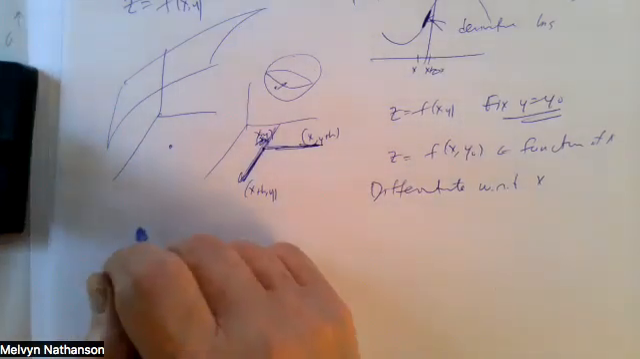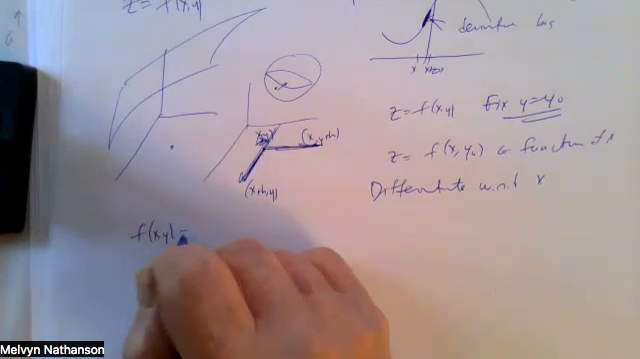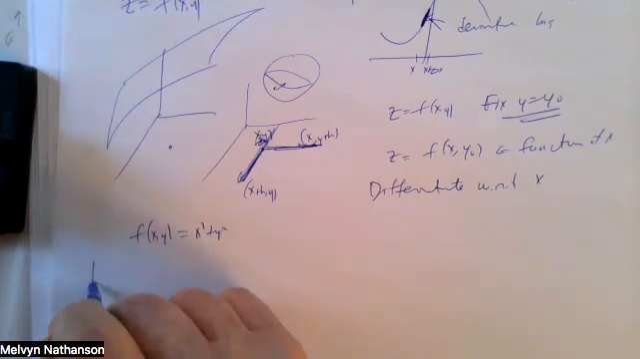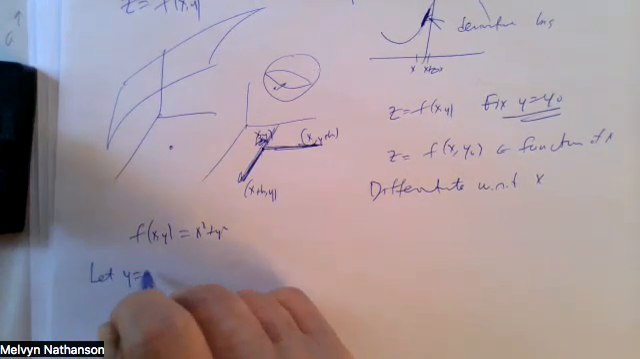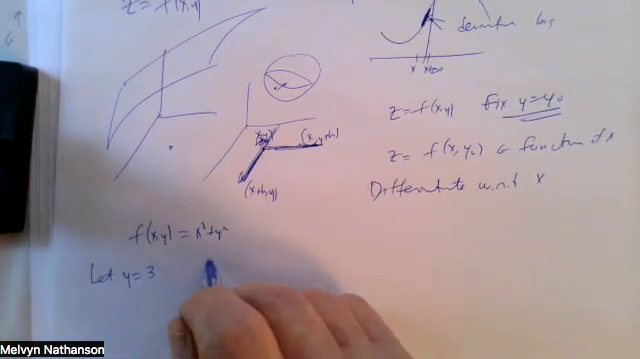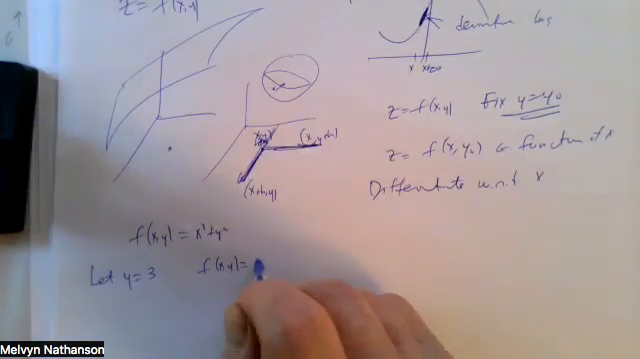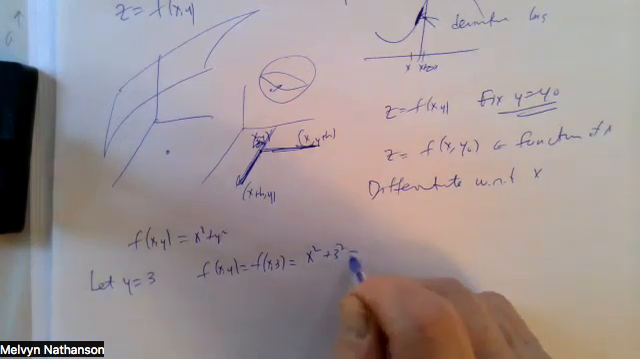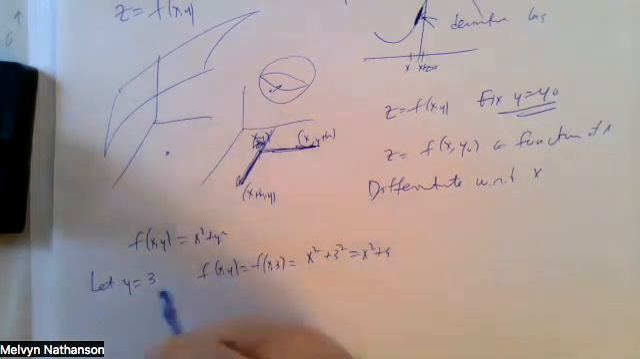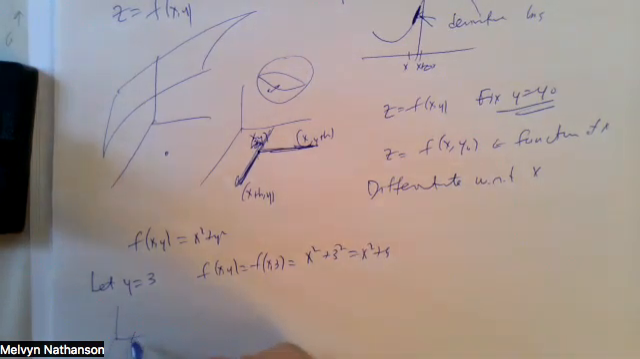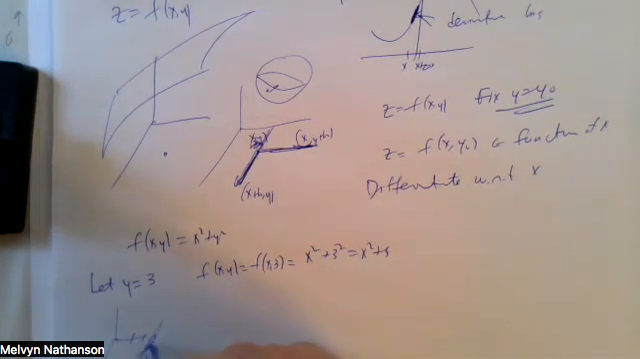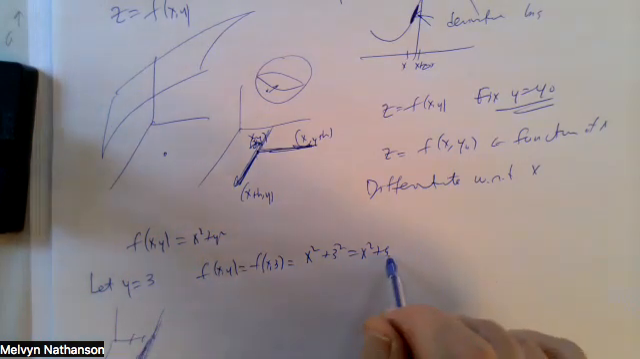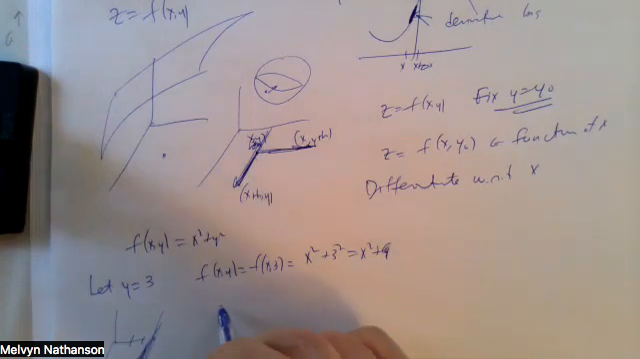Let's take an example. Suppose I have f of x, y equals x squared plus y squared, and suppose I let y equal 3. So my function f of x, y is f of x, 3, which is x squared plus 3 squared, or x squared plus 9. So in the xy plane, if you fix y equal 3 and you just let x vary, you're moving along a line in the xy plane.